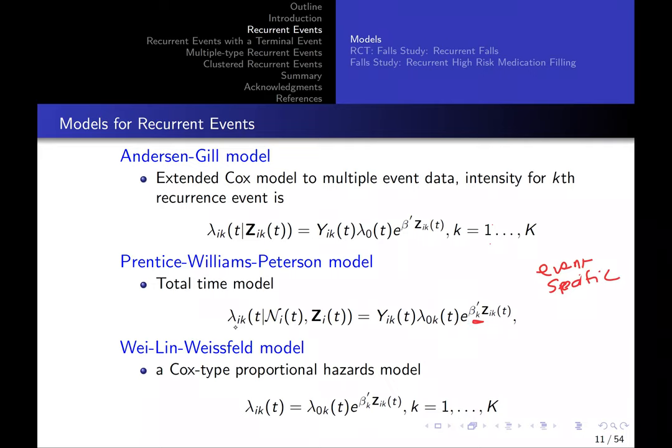So that's that one. And the Wei-Lin-Weissfeld model is also a Cox-type proportional hazards model, but it assumes a marginal structure. It is well developed theoretically, and it gives you population average covariate effects. But it has its own issues, because in the Wei-Lin-Weissfeld model you are considering a risk for the K plus one event when somebody did not have K events. So logically it is false. It has an inconsistency. You're thinking that a subject who did not have one fall or two falls is having an eighth fall. That does not make sense. So these are some of the flaws in this.